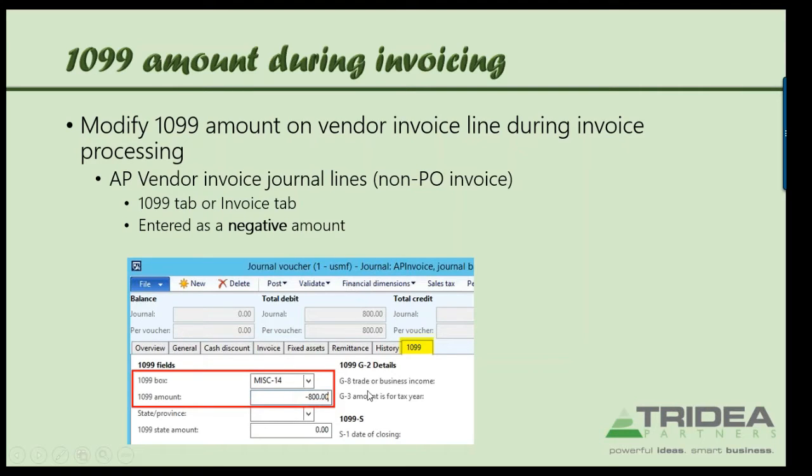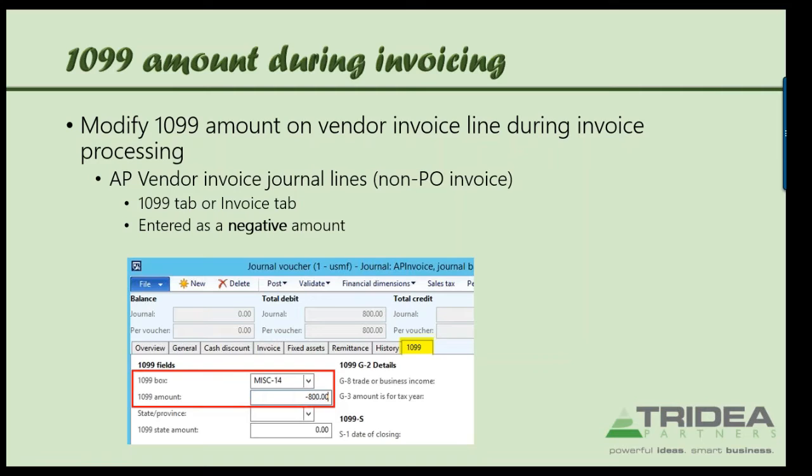And here I have a little screenshot. The lines are here on the Overview tab. But if I have my line selected and I click this 1099 tab, then here for the line, it shows me which 1099 box is going to be populated with that information. With the 1099 amount. And then here, my 1099 amount will default based on the invoice amount for that line.